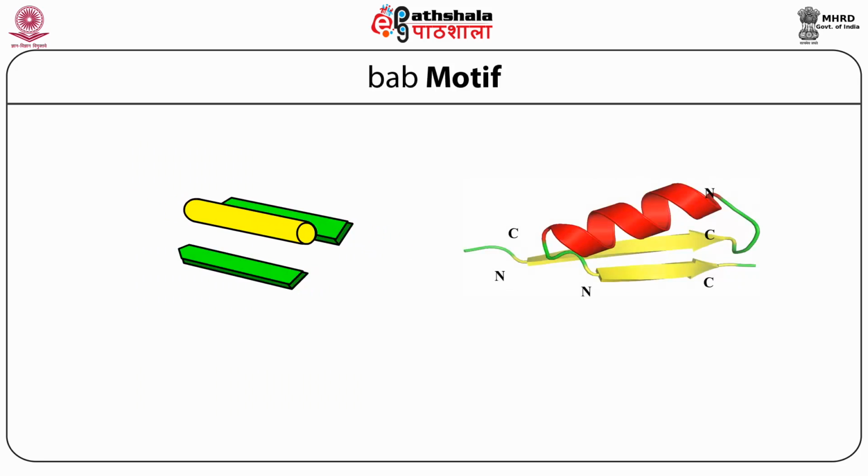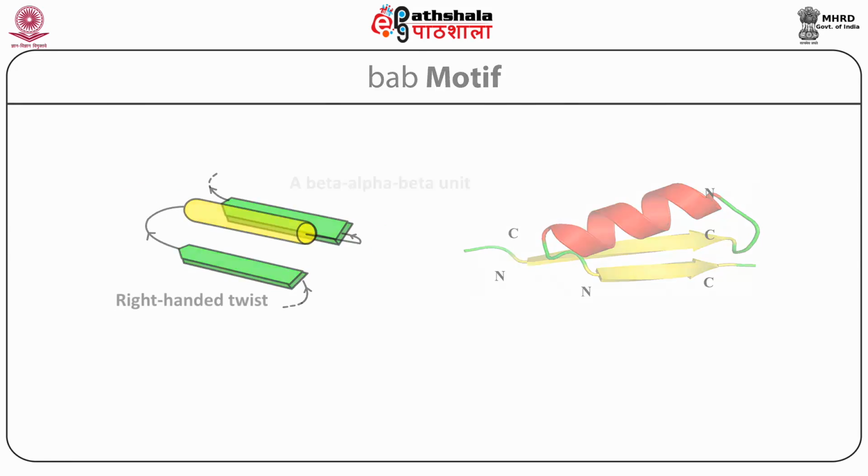So here I have shown the beta alpha beta motif in the figure. You can see one as a cartoon where the right-handed twist is very clear: the beta sheet, the alpha helix, and another beta sheet. The beta sheets are below and the alpha helix is just above the plane. The second one is an example from a protein structure where you can see the N-terminal beta sheet coming in and an alpha helix above the two beta sheets, and then from the helix the beta sheet goes down and forms a parallel beta sheet with the first beta sheet.